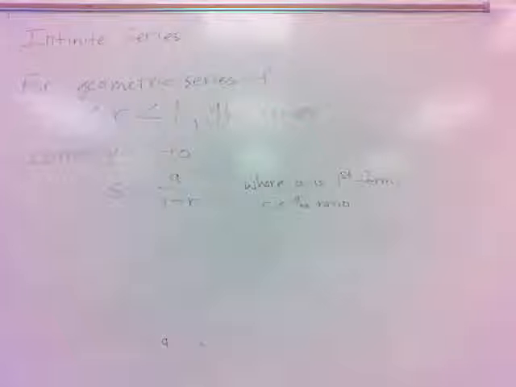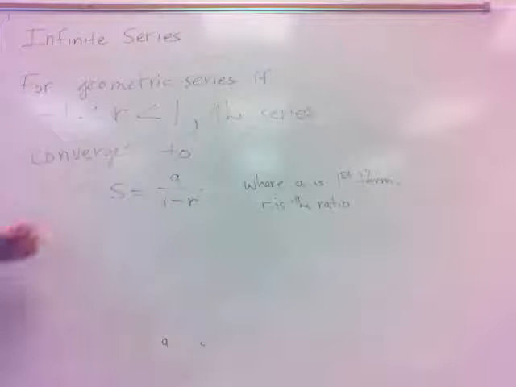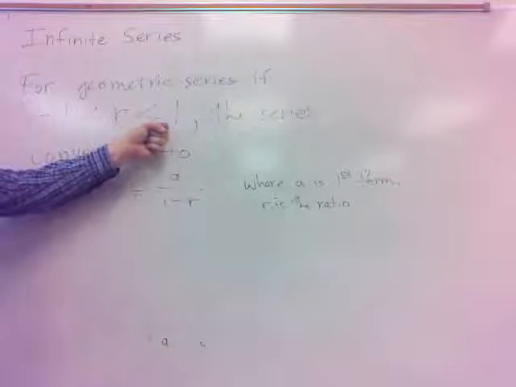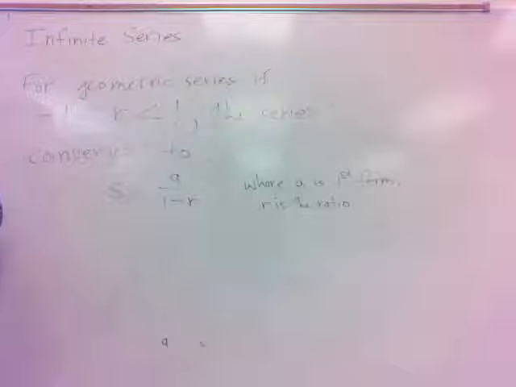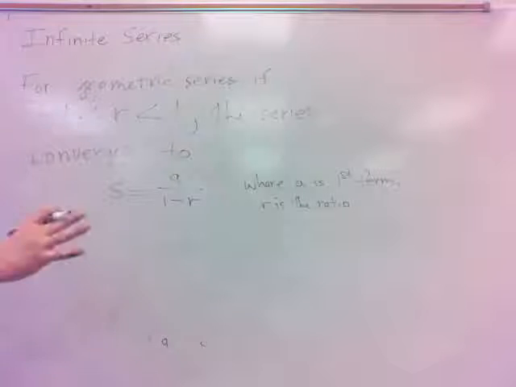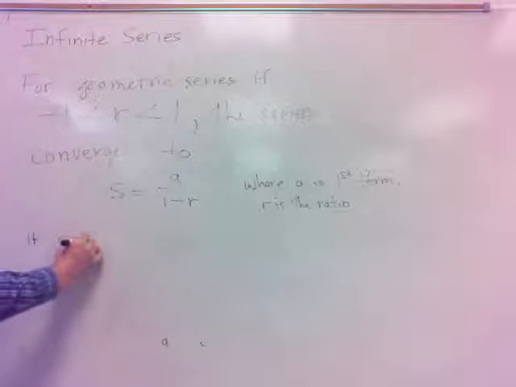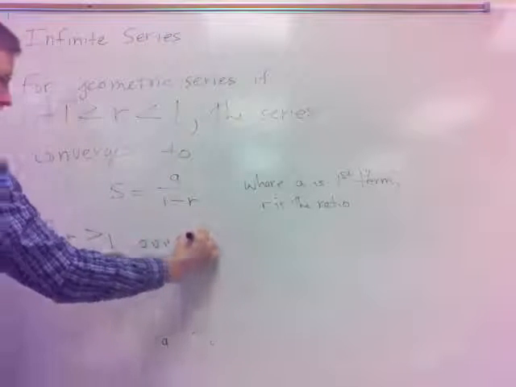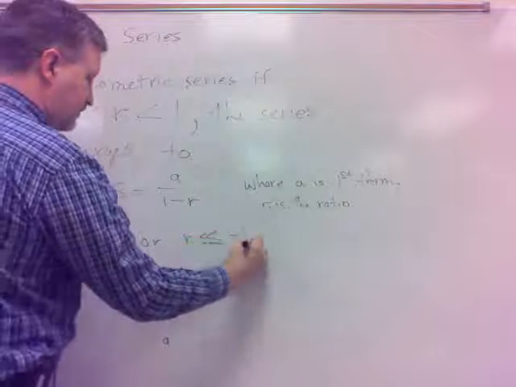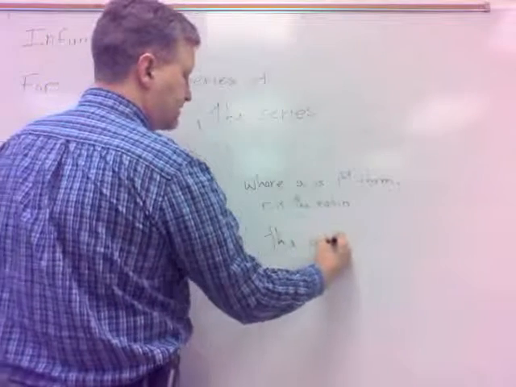So what's different about this and the sequence, whether it converges or not? Well, for the sequence, if it was equal to 1, it converged. But not in the case of the series. It's strictly between. And so what that means is if R is greater than or equal to 1 or R is less than or equal to negative 1, the geometric series diverges.